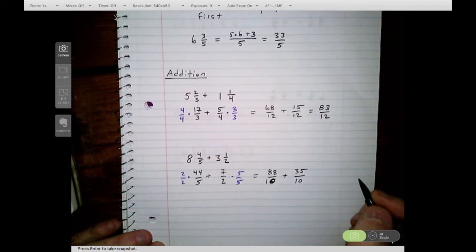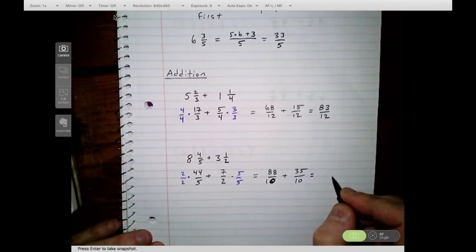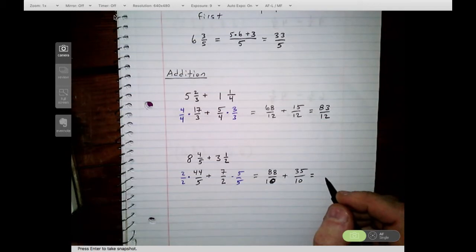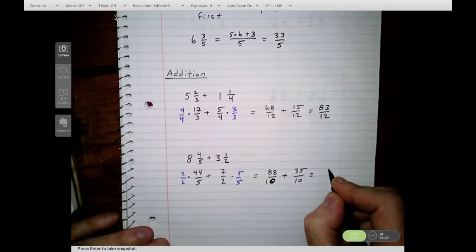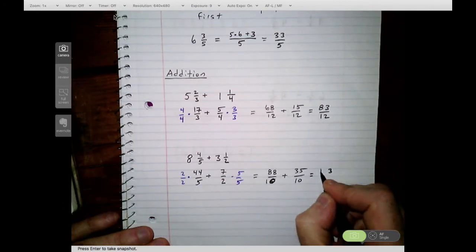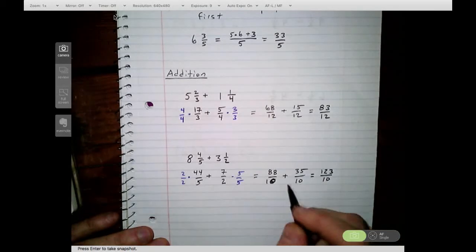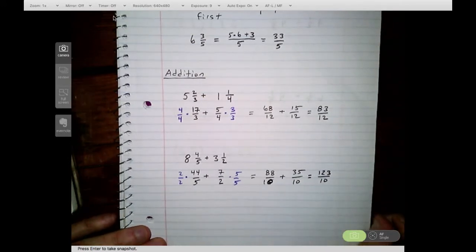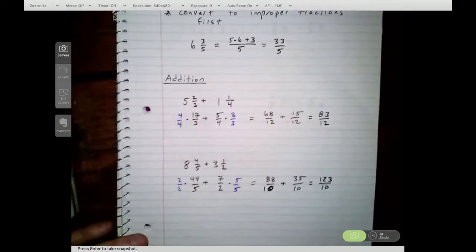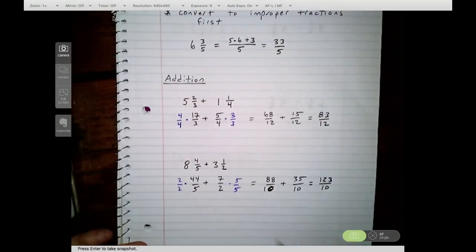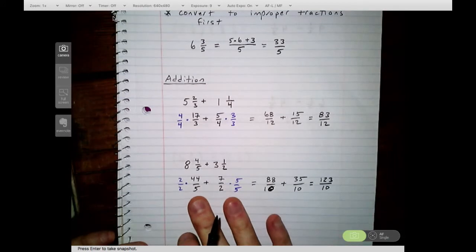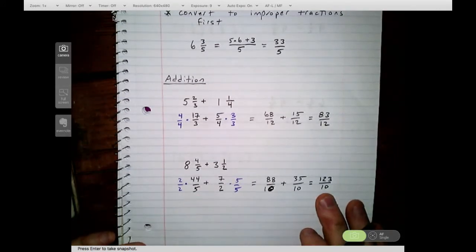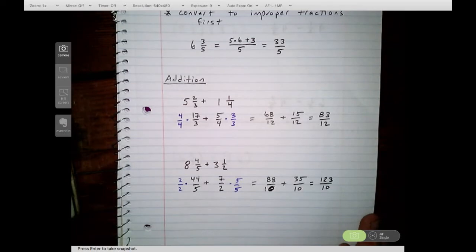Okay, now we've got to add these up. Let's see if I can do this without making a mistake again. So 88 plus 35 is going to be 123, I believe, over 10. Let me just make sure. 30 plus 88 is 118 and 5 more. Yeah, it makes 123. So it is 123 over 10. Okay, so again, make them into improper fractions, get a common denominator, see if you can reduce it at the end, and again, here you can. So I hope that's okay for addition.